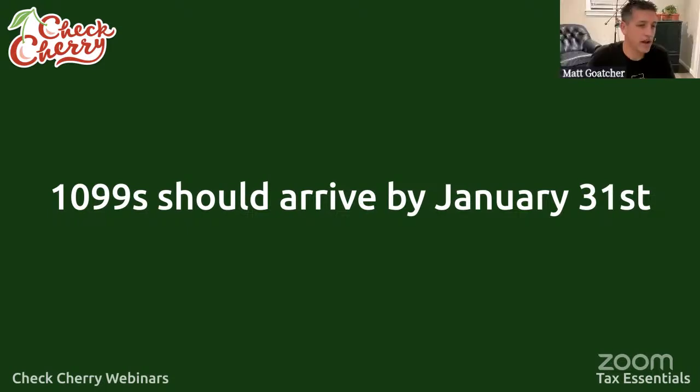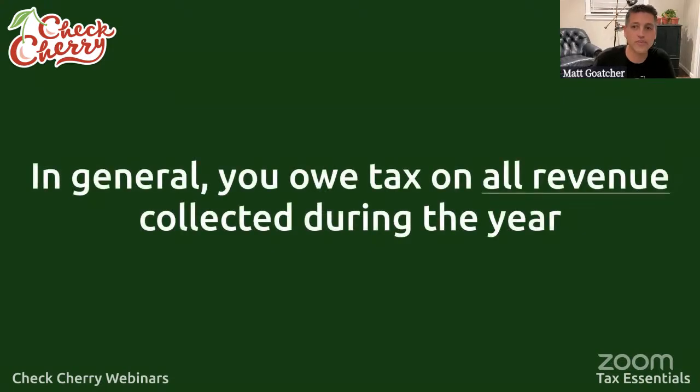Exactly. And your 1099s, whether they're from Check Cherry or other payment providers, they should arrive by January 31st. That's kind of the cutoff. Obviously things can get delayed in the mail, but we'll have ours sent out and everybody else that is sending you one should have them sent to you, arriving by January 31st. And those can come electronically or they can be a physical paper, depending on how you set that up when you got a notification.